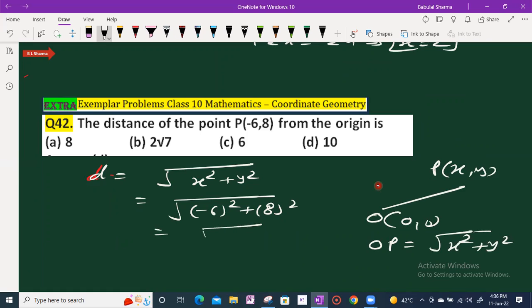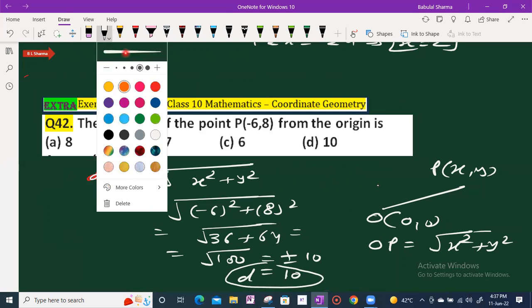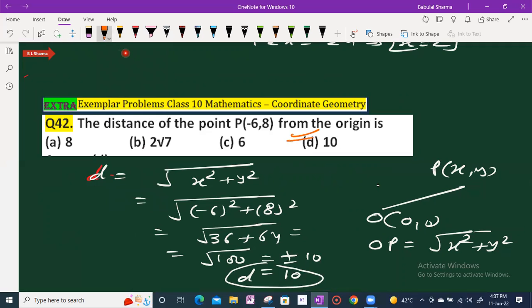So using the same formula, minus 6 whole square is 36, 8 square is 64, that is 64 plus 36, 100, square root of 100 is plus minus 10. The distance is never negative, so what is the distance here? Taking positive 10 only. So this is the correct option here. B is the correct option.